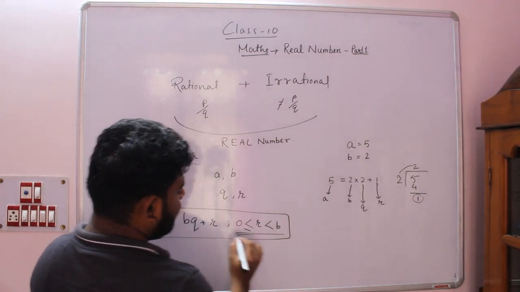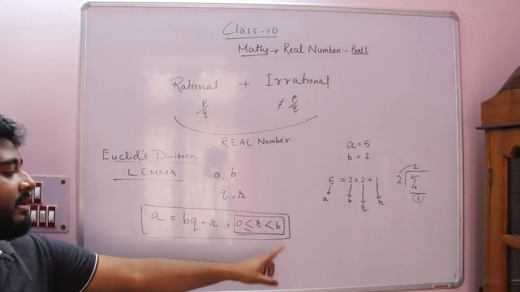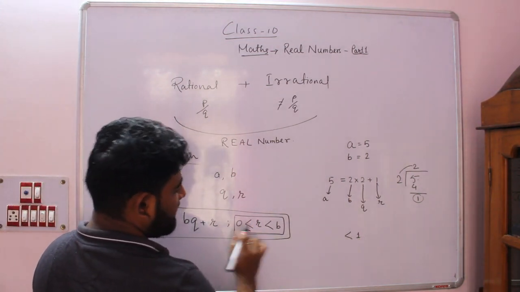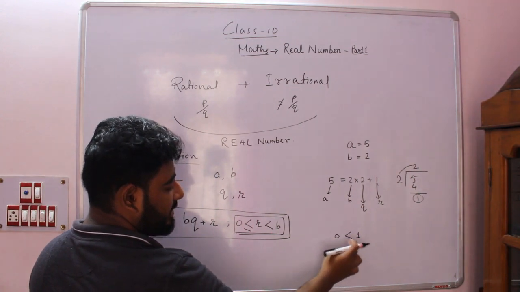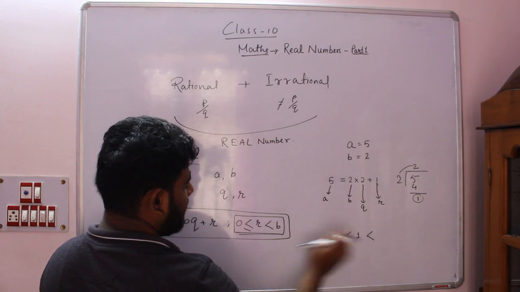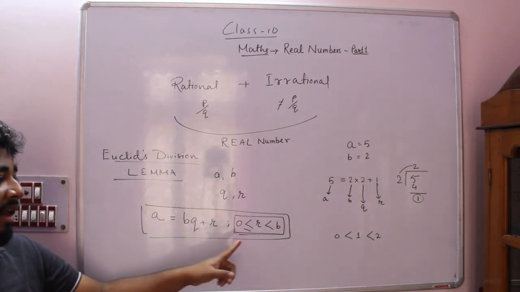Now what is this condition? This is the important part: 0 less than or equal to r less than b. See, the value of r is 1. 1 is obviously less than b. Now what is b? 2. Any value you take.